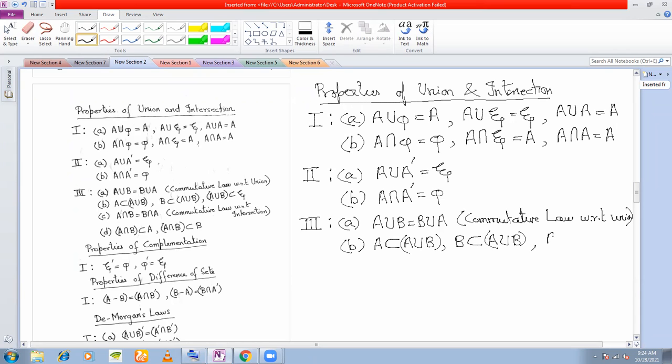And A union B will always be a subset of the universal set. Obviously, universal set, A and B are subsets. A union B will consist of the elements of A and B. So therefore, A union B will also be a subset of the universal set.